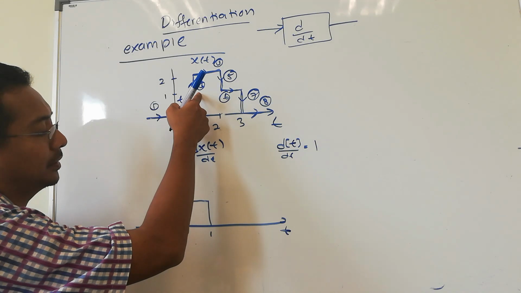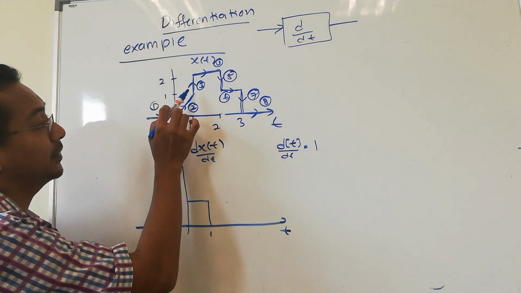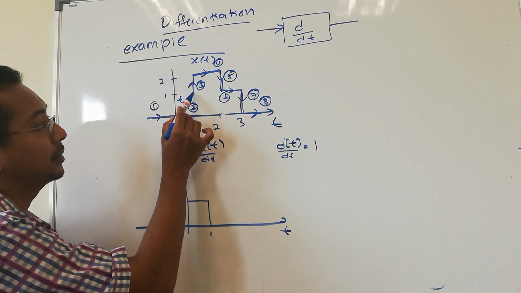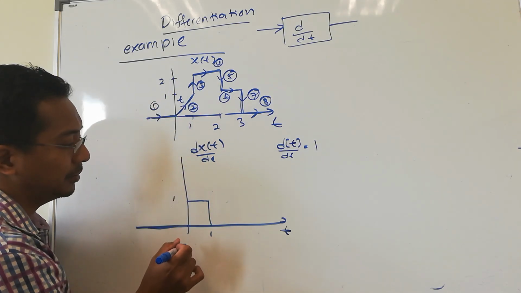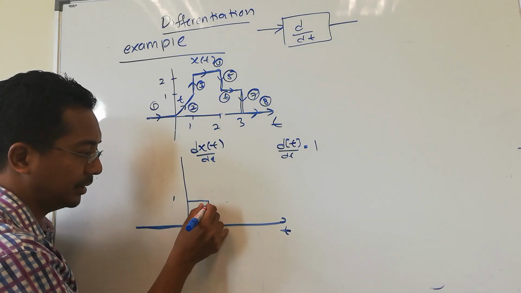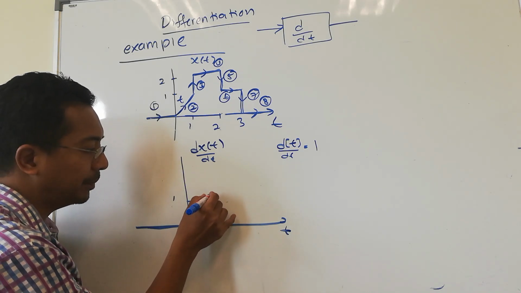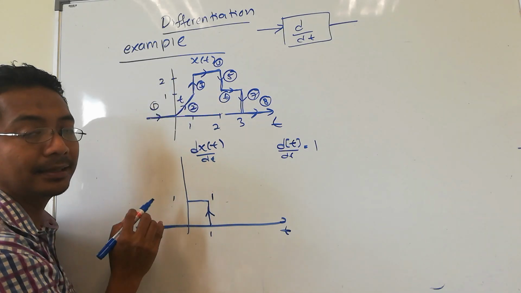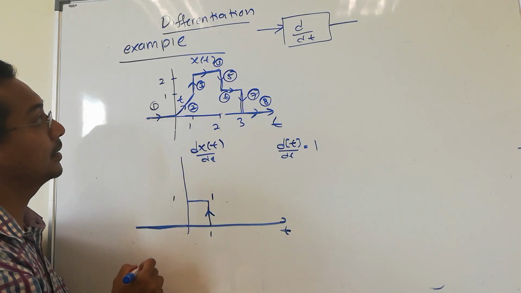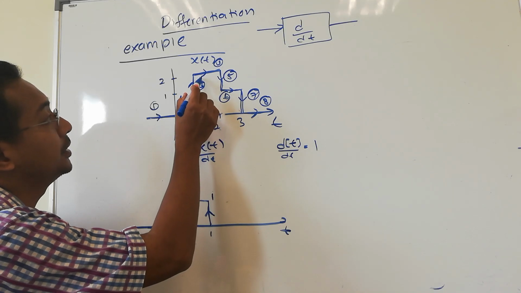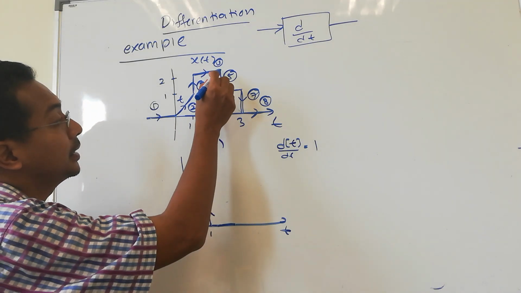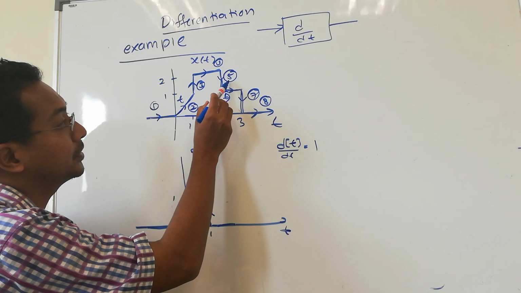For the third section, now you have a transition, an increase from 1 to 2. The increase is 1 because 2 minus 1 is 1. So differentiation of a transition will give you an impulse function with an amplitude of 1 because of the increase. Then for the fourth section, differentiation of a constant 2 will give you 0. Done for section 4.